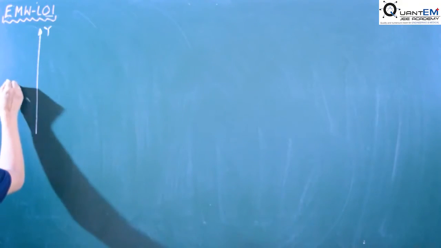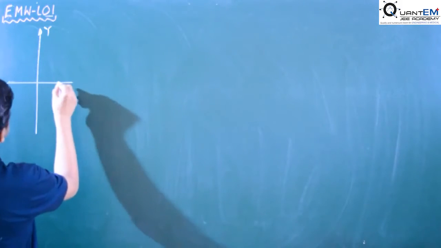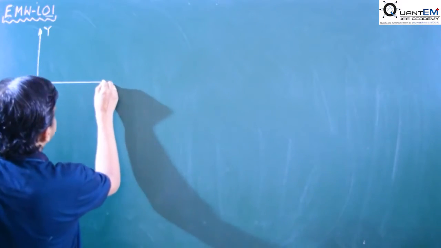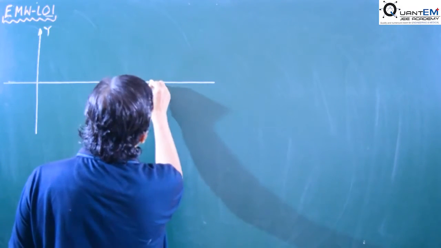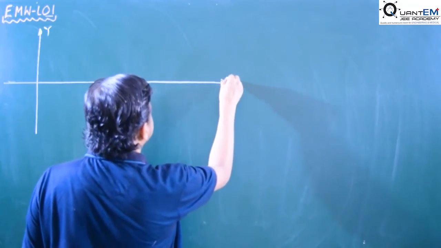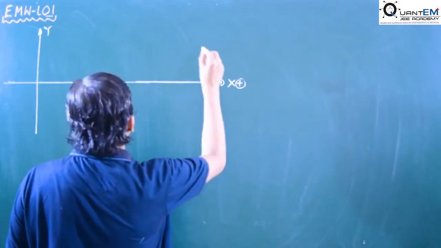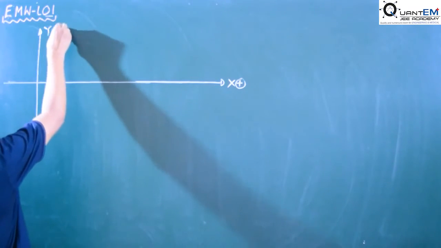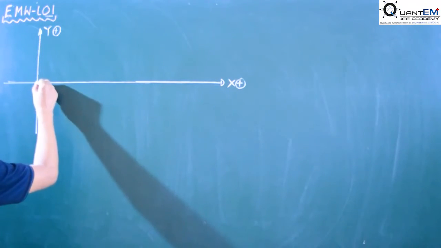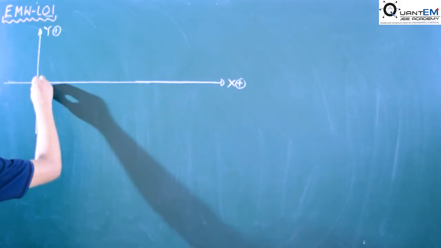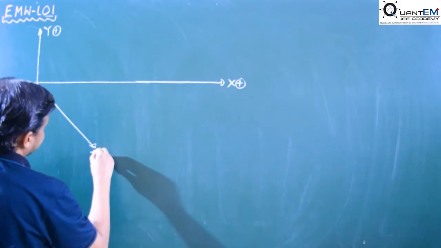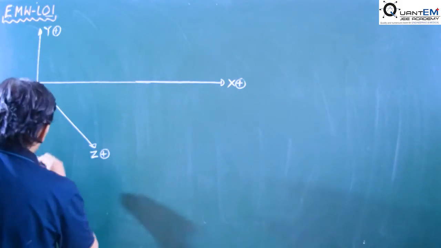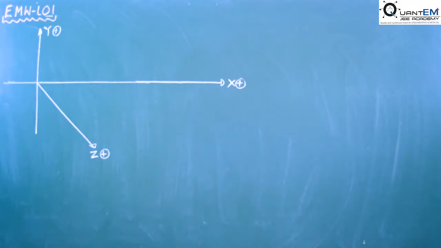Suppose this coordinate is y, this coordinate we have x positive, it is y positive, and this coordinate we have z, it is z positive.